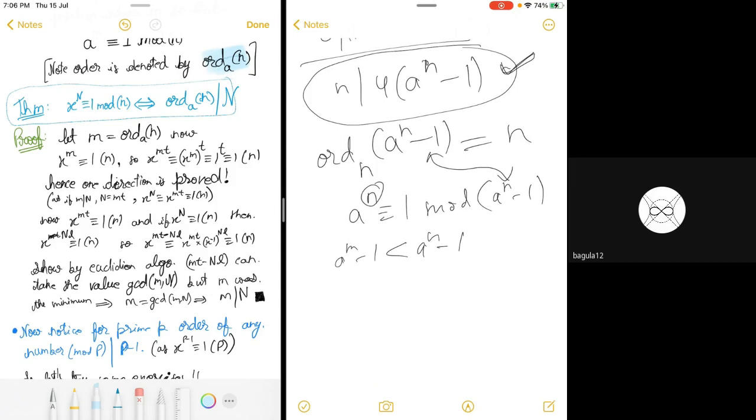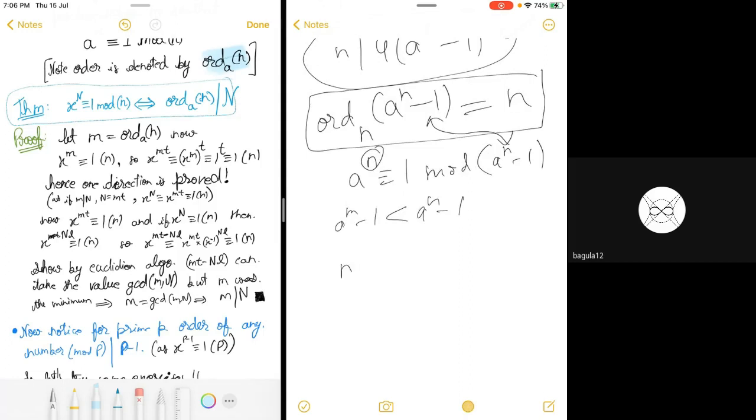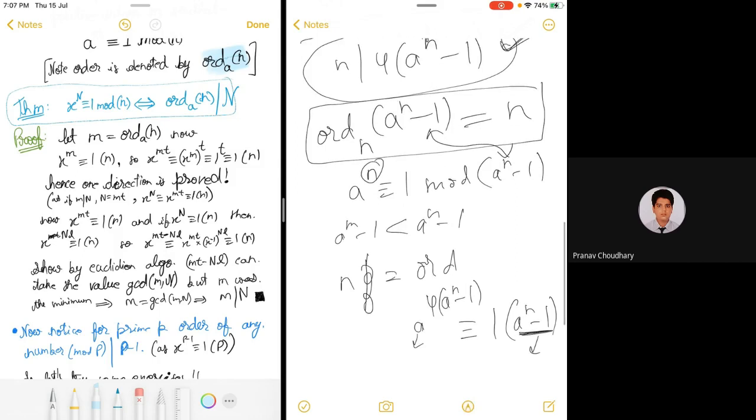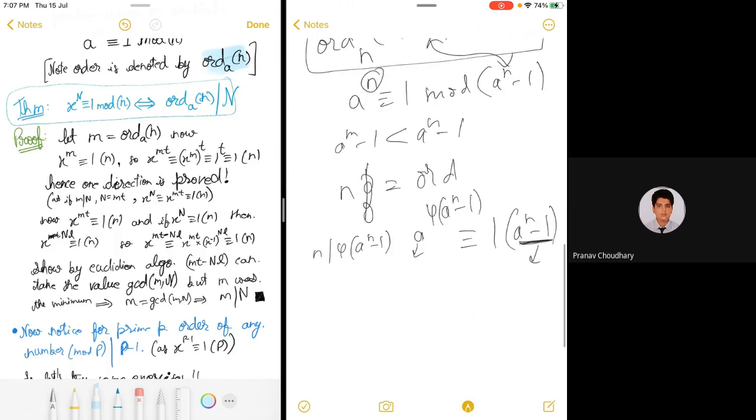So now after proving this, it is just the application of that theorem. Now n is equal to the order, and also we know that a to the phi of a to the n minus 1 is obviously congruent to 1 modulo a to the n minus 1. Here we have to check that a is coprime to a to the n minus 1, which is obviously true. So n divides phi of a to the n minus 1. So we have proved this.